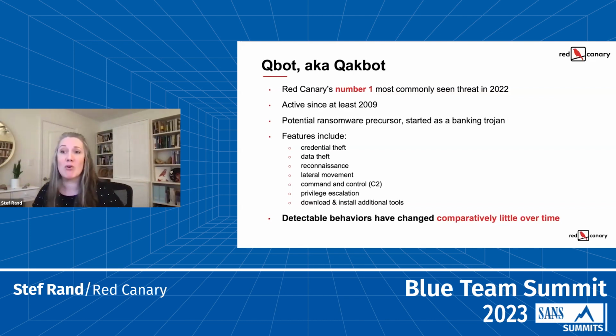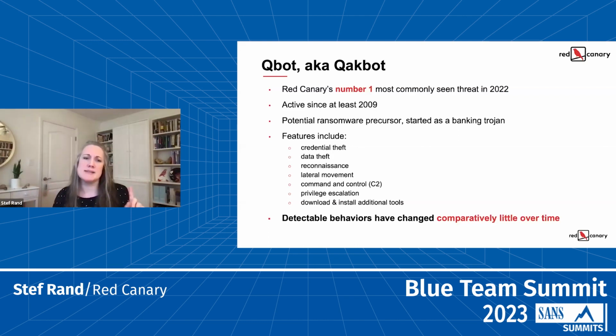If y'all know me at all or follow me on Twitter, I hate Qbot so much. It's also known as QuackBot. It was our number one most commonly seen threat last year. It's been active since at least 2009. It is a potential ransomware precursor, although initially it started off as a banking Trojan. And you can see why adversaries like it. It has a ton of features and it can do some really useful things for them, like automated domain and network reconnaissance. It will set up a bunch of C2 infrastructure or C2 connections automatically. It's very noisy once it gets going.